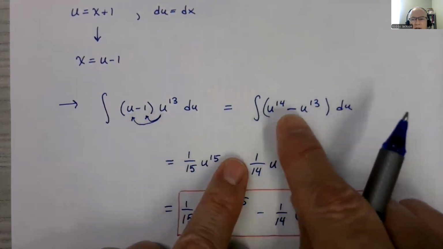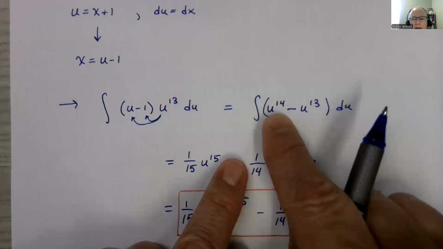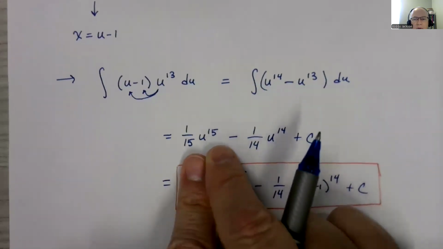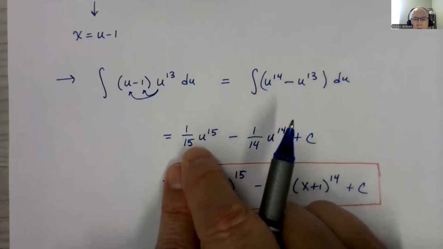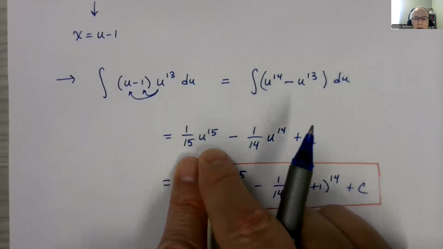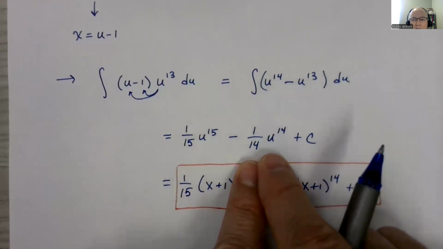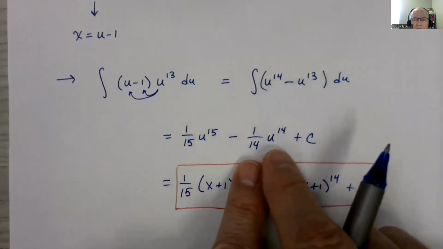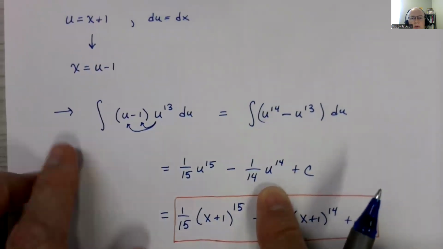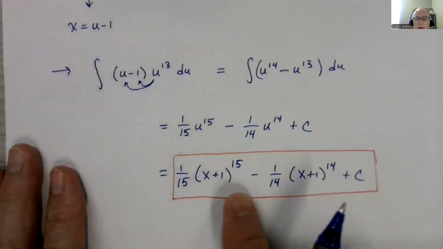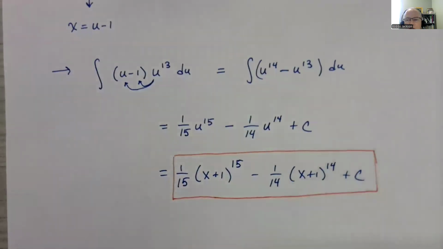Now I can take the antiderivative of each of these, right? Antiderivative of u to the 14th by the power rule. Add 1 to 14 is 15, so u to the 15th divided by 15. So 1/15th u to the 15th. And the antiderivative of u to the 13th is 1/14th u to the 14th. There's my antiderivative in terms of u. Don't forget u was x plus 1. So replacing u with x plus 1 gives us this final result here. Okay, hope that is helpful.